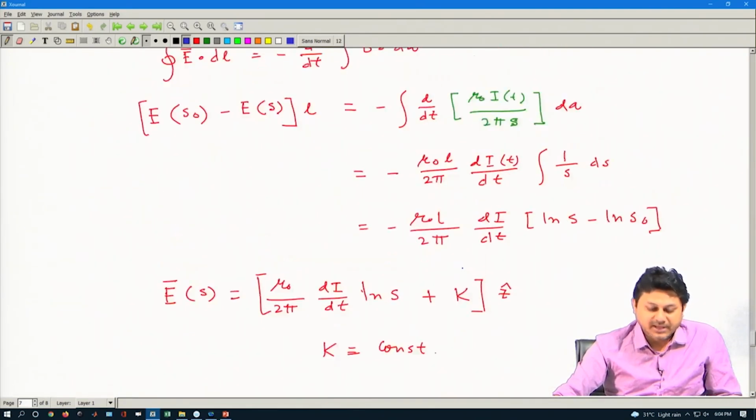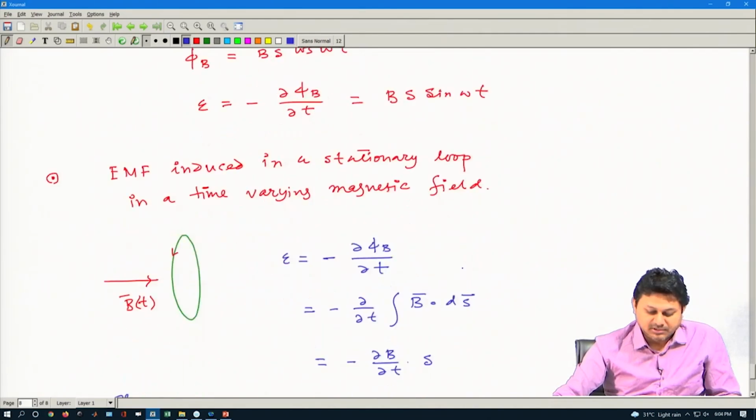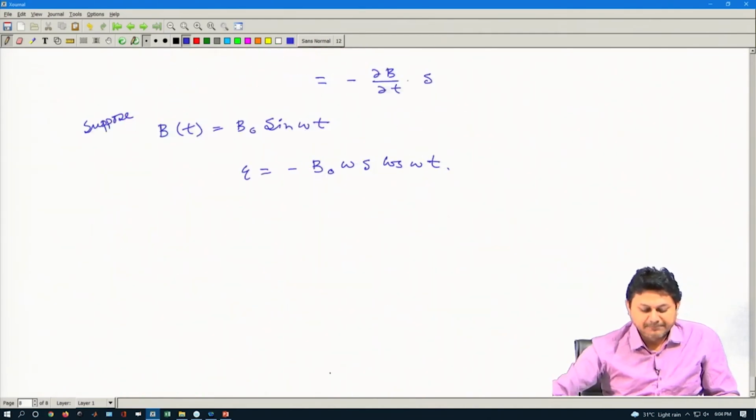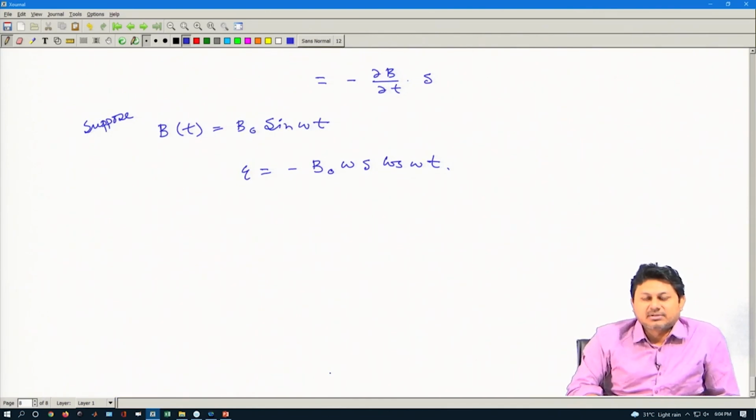Maybe if I have some time, I would like to do a few more problems in the tutorial mode that we are planning. So, today we discussed electromagnetic induction, and in the next class we will continue our discussion on electromagnetic induction. We will discuss self inductance and mutual inductance, etc.